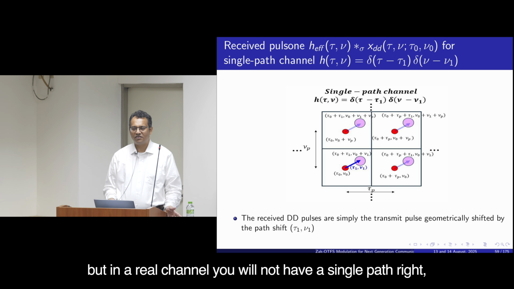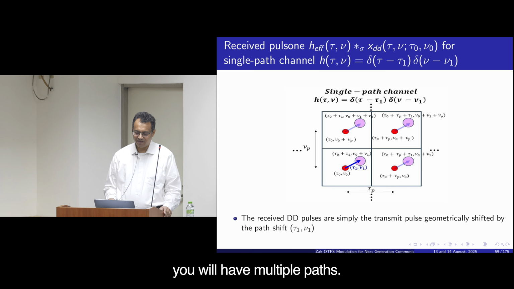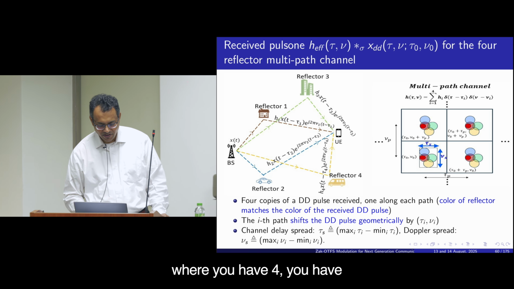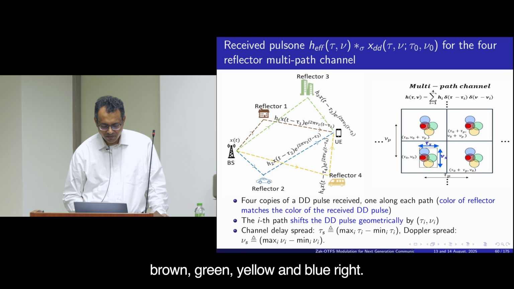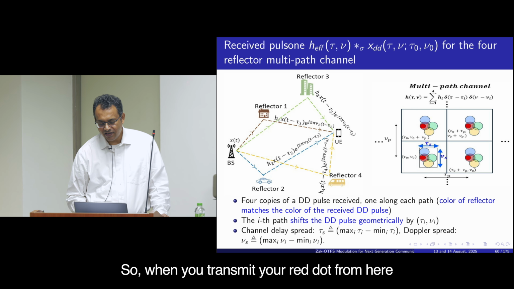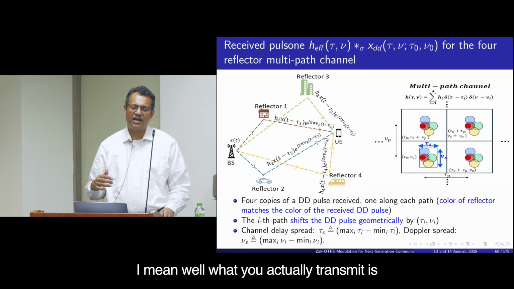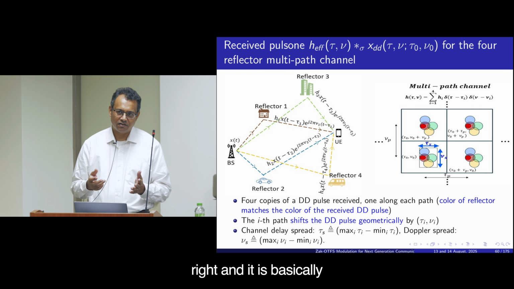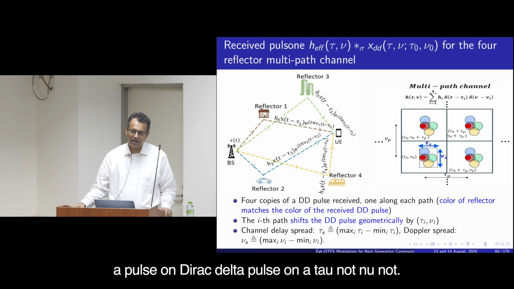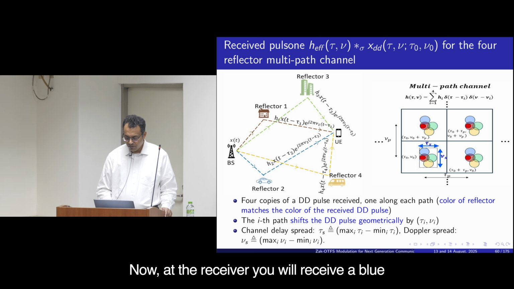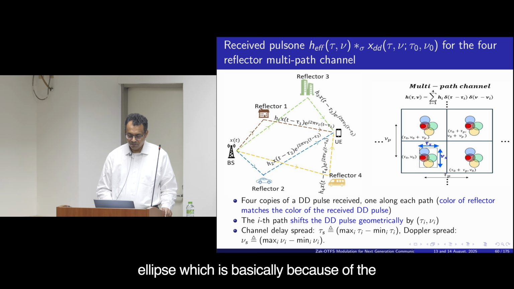But in a real channel you will not have a single path, right? You will have multiple paths. Now I go back to my example channel which I started with, where you have brown, green, yellow and blue, right? So when you transmit your red dot from here, well, what you actually transmit is not the red dot, but your information is there in the red dot, right? And it's basically a Dirac delta pulse on at tau naught nu naught. Now at the receiver you will receive a blue ellipse, which is basically because of the reflection from the first reflector, right?